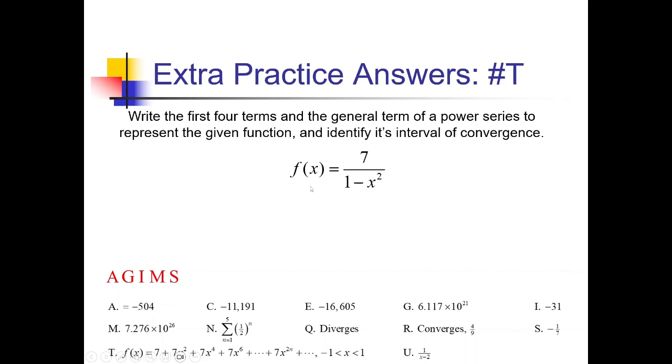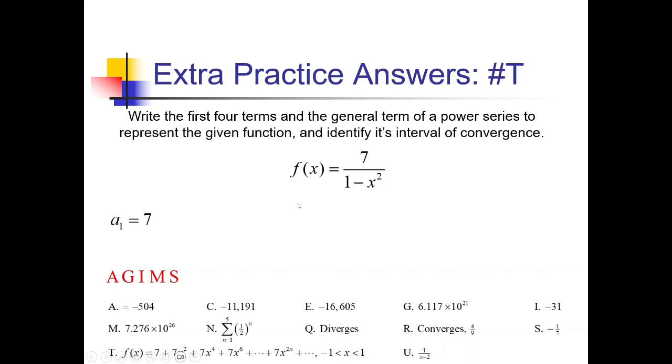For problem T, they're giving us a function, and they want us to write the first 4 terms and general term of a power series to represent this function, and then identify the interval of convergence. So just using my general setup as thinking of this as a geometric sum, what I'm going to do is write down my first term and my common ratio. So the general formula for the infinite series of a sum is a sub 1 over 1 minus r. So 7 is in the a sub 1 spot, so I'll call my a1 7. And then x squared is in the r spot.